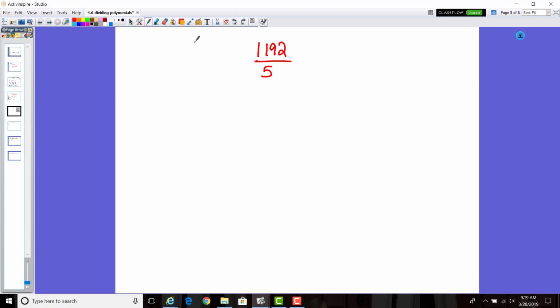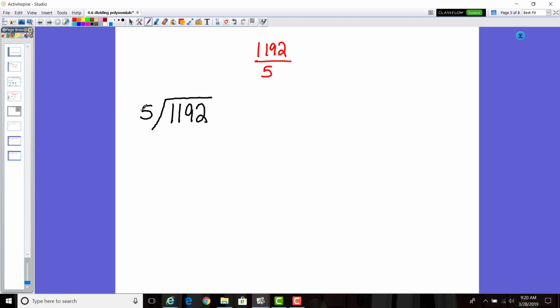I want to take a second and just review the process of long division with numbers. This fraction reads 1,192 over 5, which is the same thing as 1,192 divided by 5. We're going to review this process of long division because the next topic, division of polynomials, where a polynomial is divided by a binomial, will take on this exact same process.